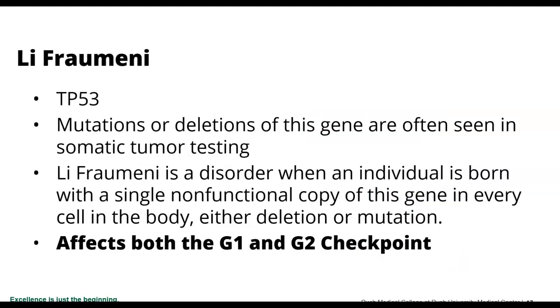Li-Fraumeni is probably one of the scariest inherited tumor syndromes, and it's because of mutation of the TP53. And this is probably one of the most important cell cycle controllers. So mutations or deletions of this gene are often seen in somatic tumor testing. So again, if I do somatic testing, a lot of times they'll have a deletion of this gene, located on chromosome 17, or there's a mutation of it. But that doesn't mean it was inherited.